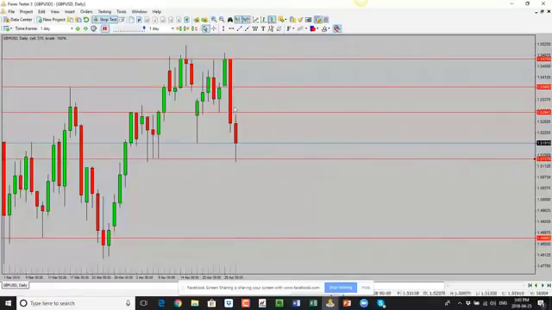So now we are into support. The candle is getting smaller, so we could be losing some momentum. So I would look for price to come back into this level once again. So my bias is still to the downside.